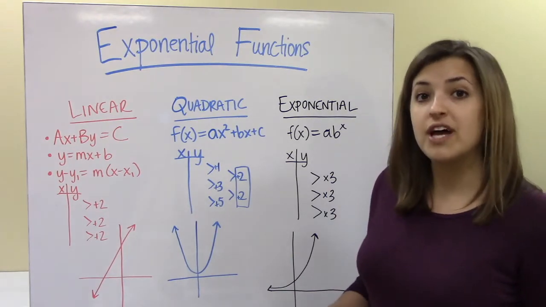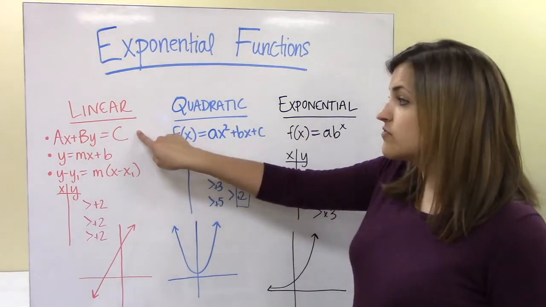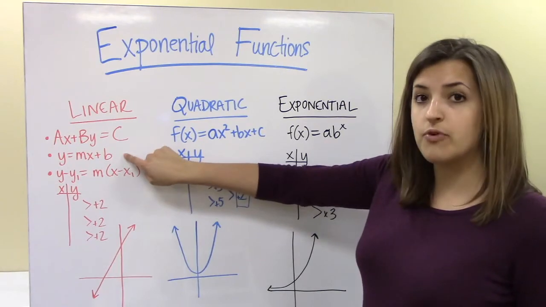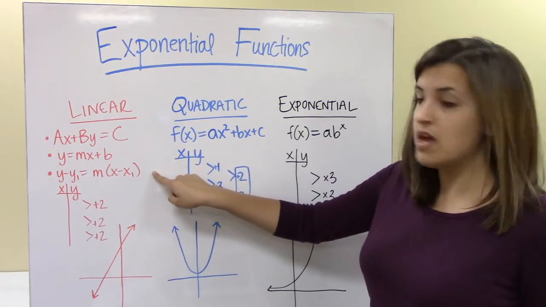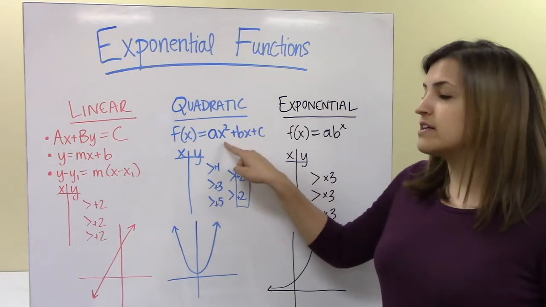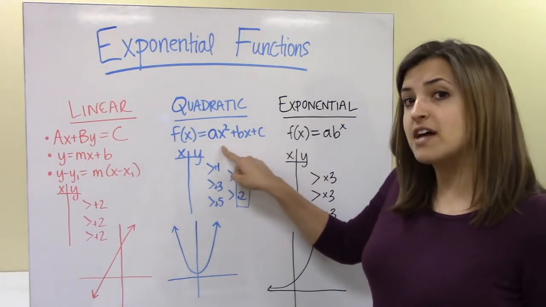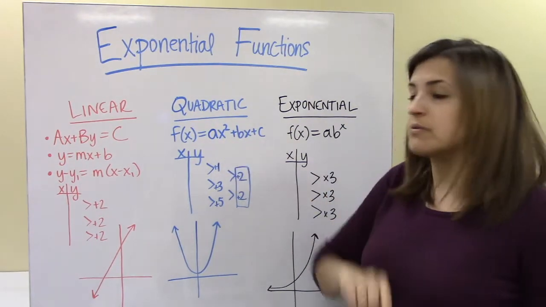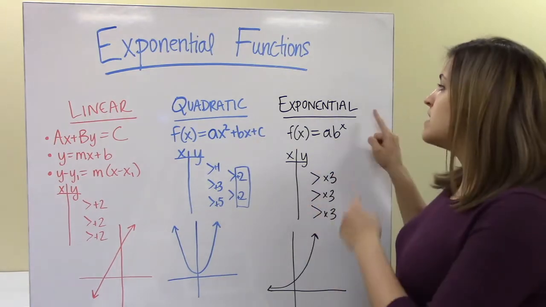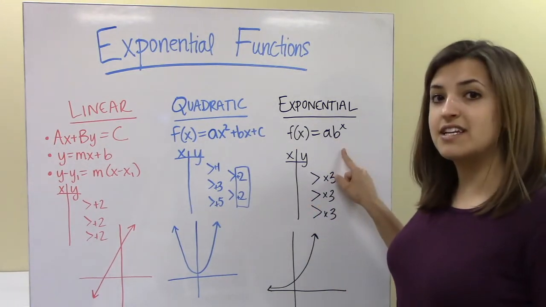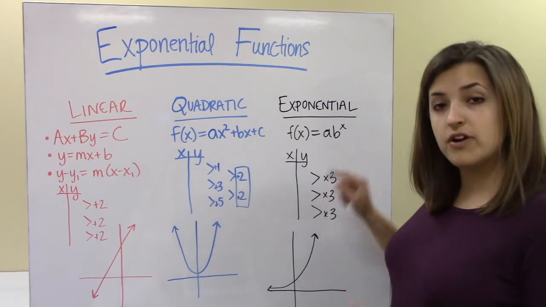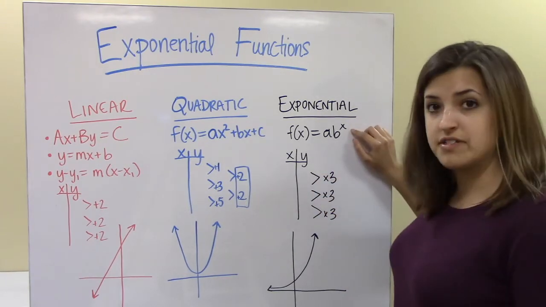With linear, we had three different types of equations. We had standard form, slope-intercept form, and point-slope form. With quadratics, we had some form where x had to be squared. That was the big idea with quadratics. With exponential functions, x is in the exponent. So our variable changes in the exponent.